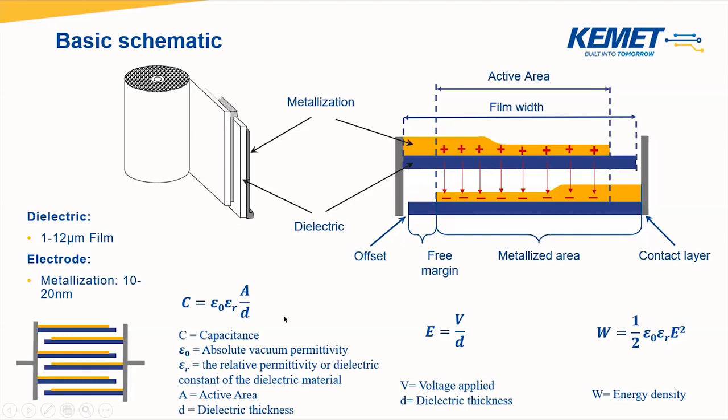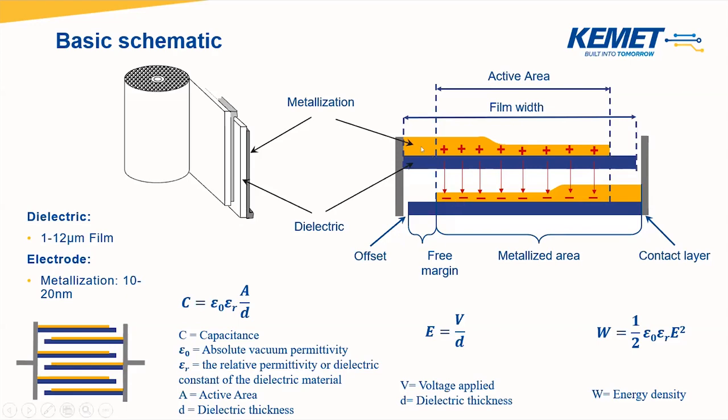The basic equation of the capacitance is given by the relative permittivity of the dielectric multiplied by the absolute vacuum permittivity multiplied by the area, which is the total area of the overlap between the two films, and the dielectric thickness, which is actually the thickness of the dielectric that we are going to use to build the capacitor.